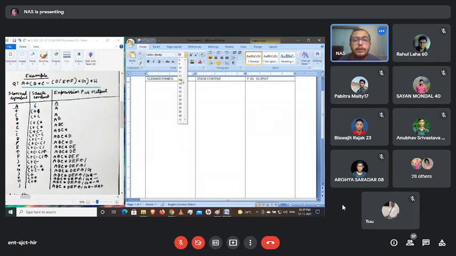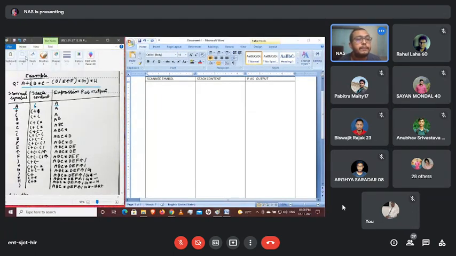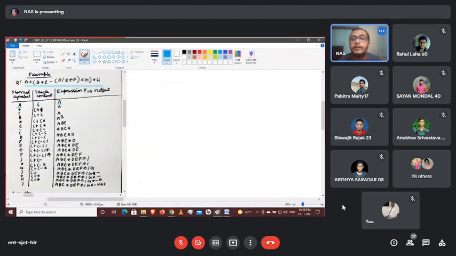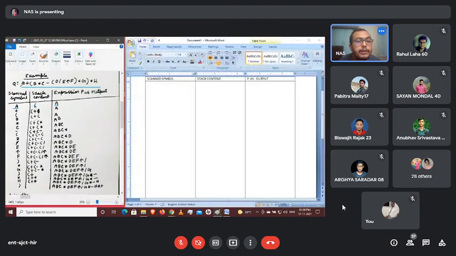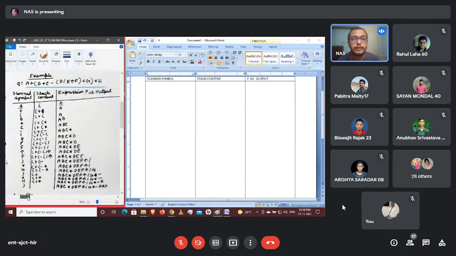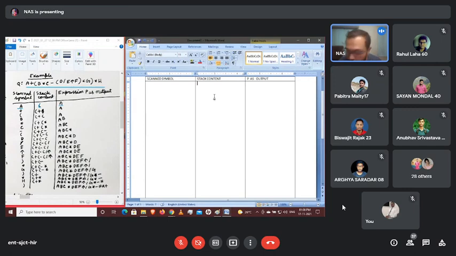I'll move this from 11 to 14 so it will be easier to see. So first, look here. First we are reading the symbol. Our algorithm states that whenever we start, we first put the opening bracket here. See, the opening bracket is inserted, and now we are scanning the symbols. The first symbol we are scanning here is A.